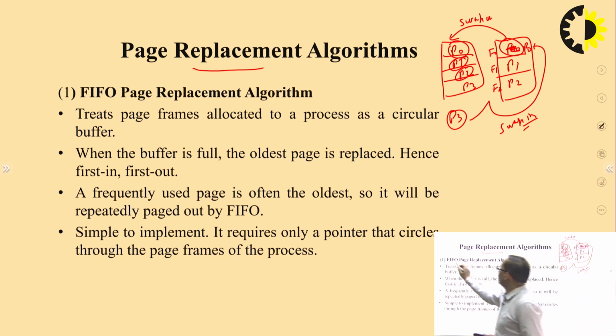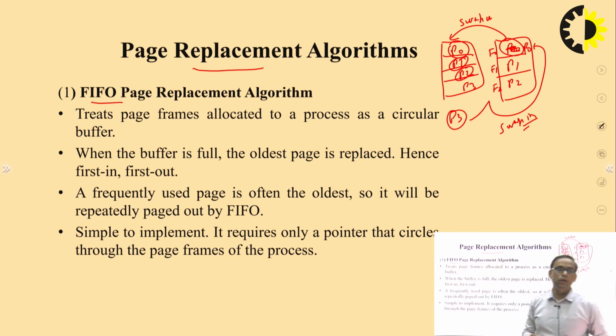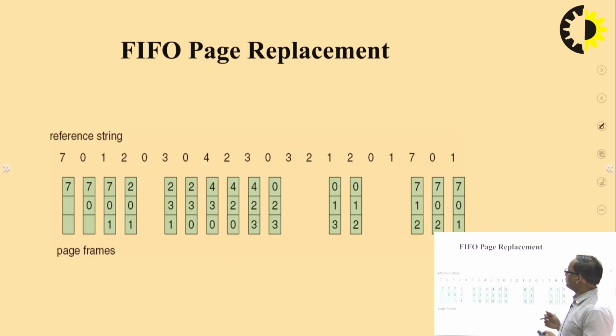First is the FIFO, first in first out page replacement algorithm. What happens in the case of first in first out page replacement algorithm? The page which is loaded first into main memory will be selected for the replacement. Okay, let us see an example of this.